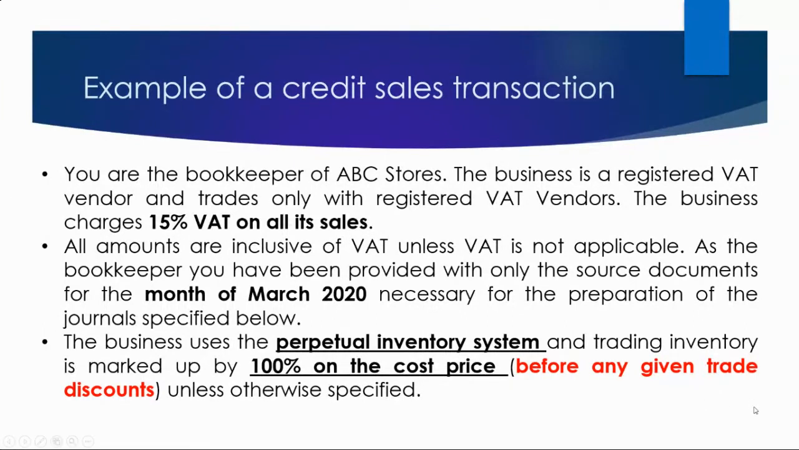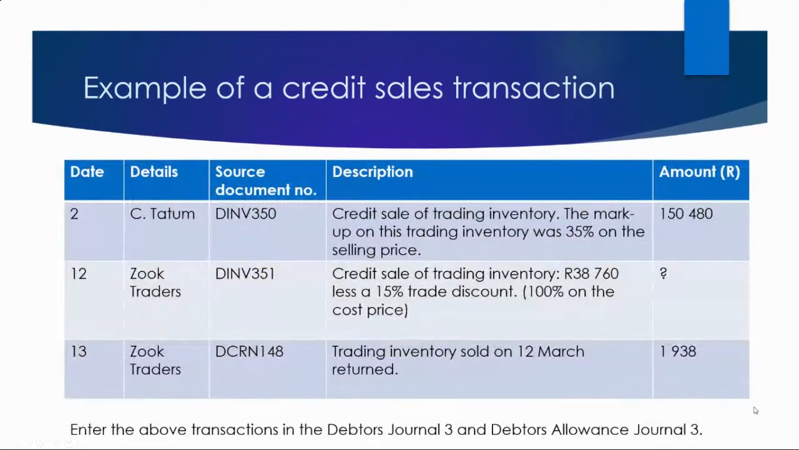Now let's look at what type of transactions they have given us. There are 3 transactions that we're going to look at. The first transaction says, C. Tatum, we had a credit sale of trading inventory. The markup on the trading inventory was 35% on the selling price. So this one actually had a different markup. This was negotiated. So 35% on selling price. What is the selling price percentage?